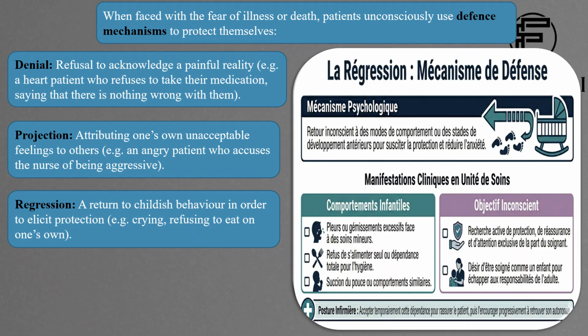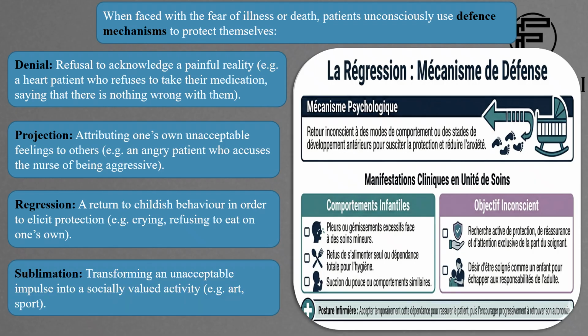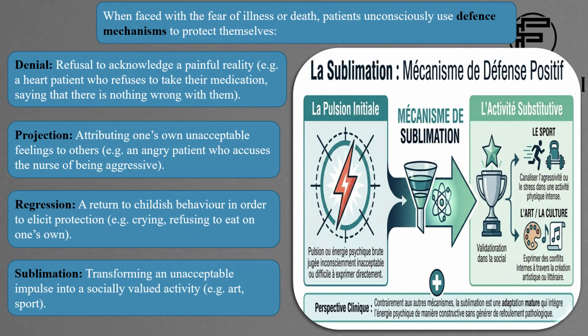Regression: a return to childish behavior in order to elicit protection, e.g. crying, refusing to eat on one's own. Sublimation: transforming an unacceptable impulse into a socially valued activity, e.g. art, sport.